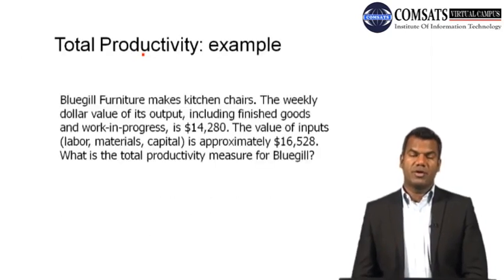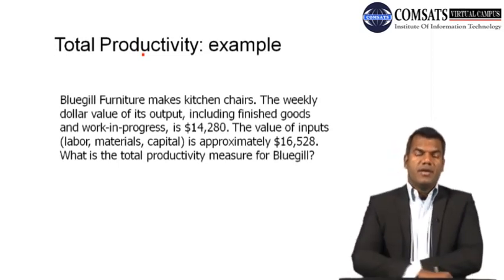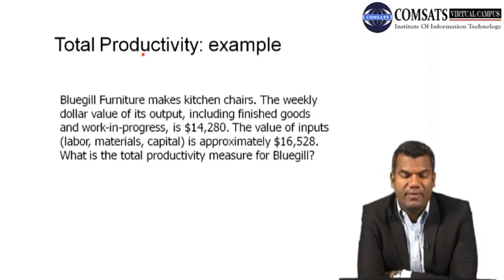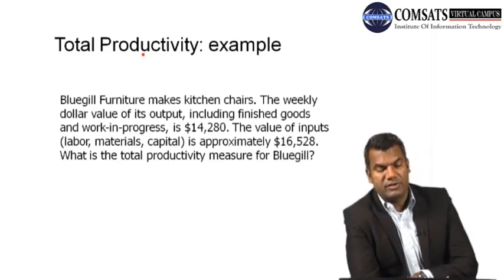Now comes an example of total productivity. The example says, Bluegill Furniture makes kitchen chairs. The weekly dollar value of its output, including finished goods and work in progress, is about $14,280. The value of inputs, labor, capital, material, is approximately $16,000. What is the total productivity measure for Bluegill? Can you do it? How do you do it? This is how.